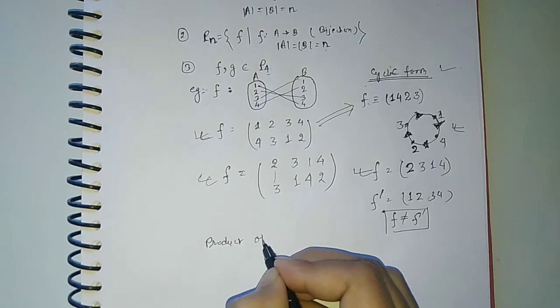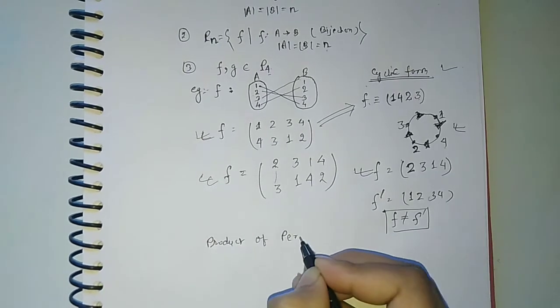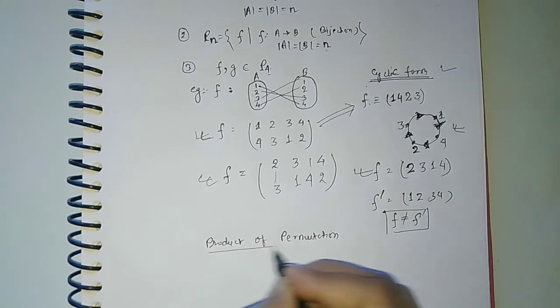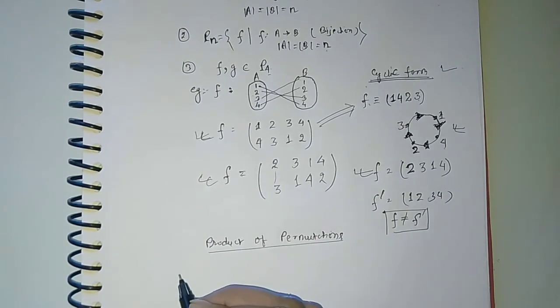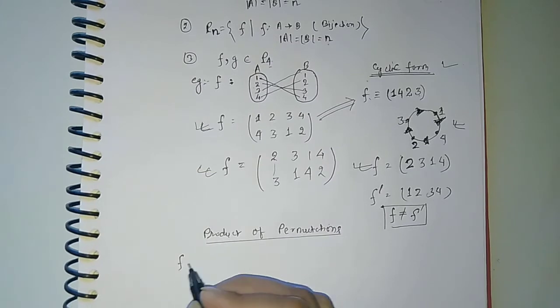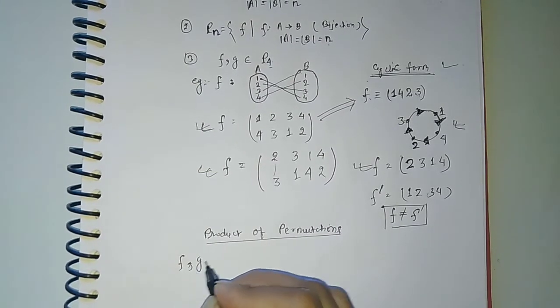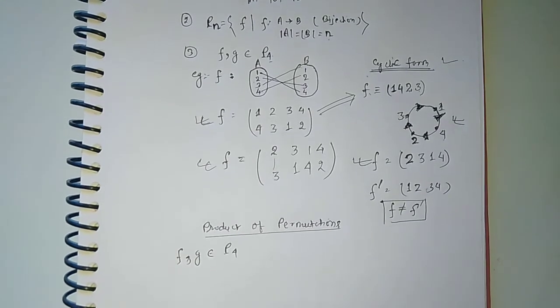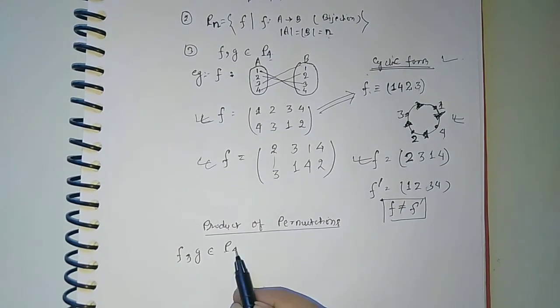Product of permutations. Let two permutations F and G be from P4, that is, the set of all permutations of 4 symbols.